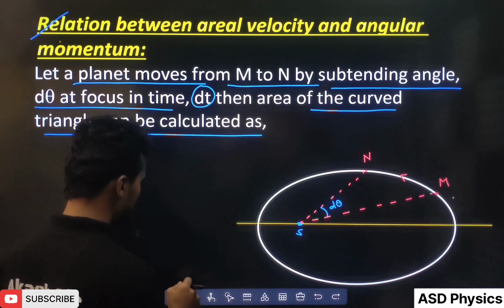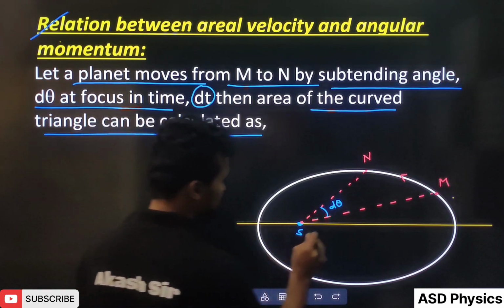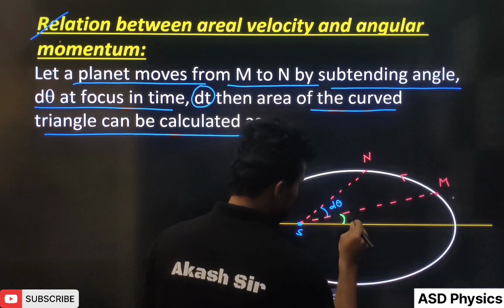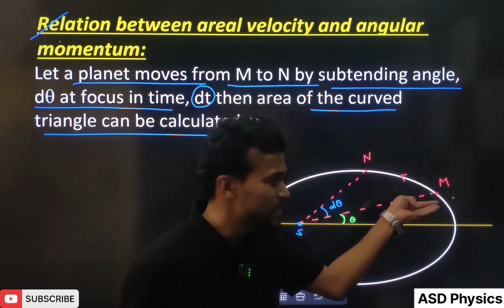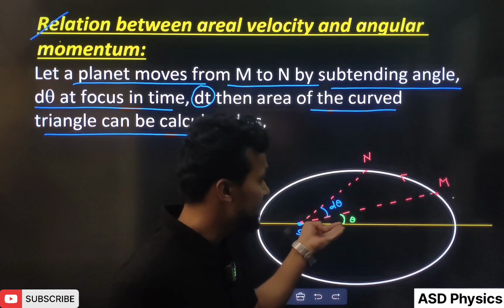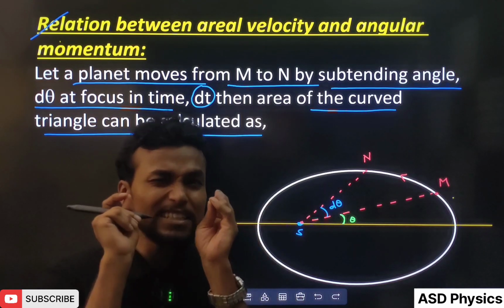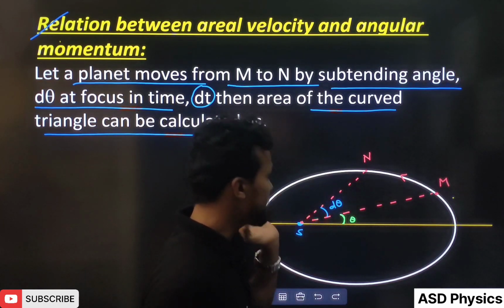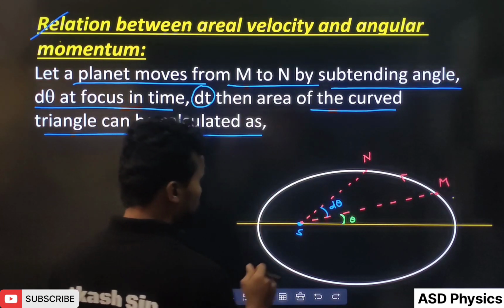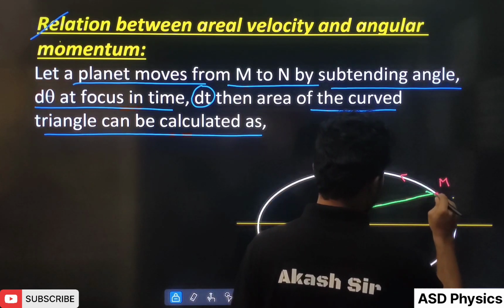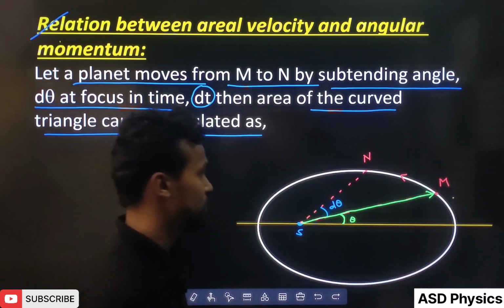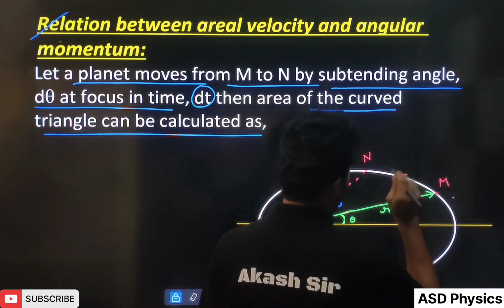Students, remember one thing: d theta is a very small angle, and you can consider this angle as theta here. At any instant, the planet is at point M, the angle is theta, it keeps on moving and the angle theta keeps on changing, but we are seeing a very small angle d theta. So M to N, d theta angle is there. Remember this distance is called the position vector, and this is R.